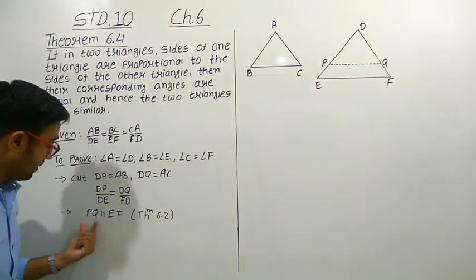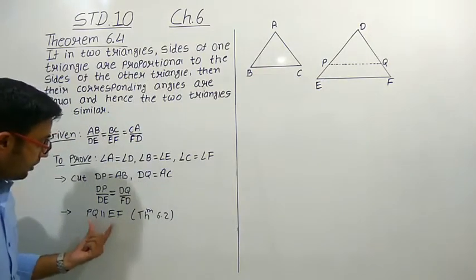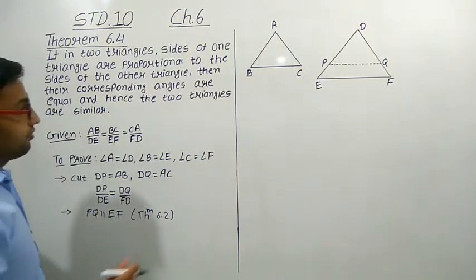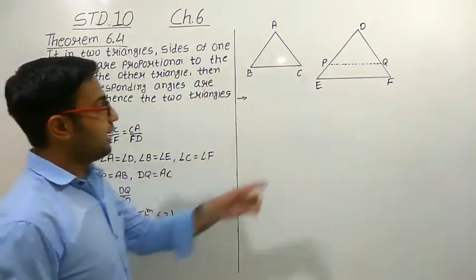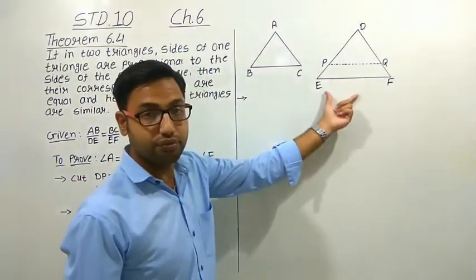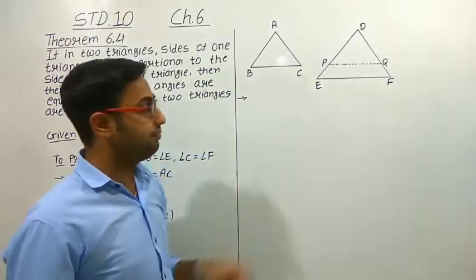So here we get PQ is parallel to EF. Understand? Okay. Now as we can say that, see, two lines are there, PQ and EF, both are parallel. One of the transversal DE intersecting them.